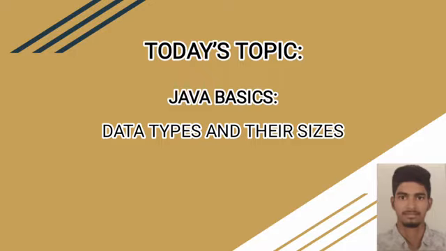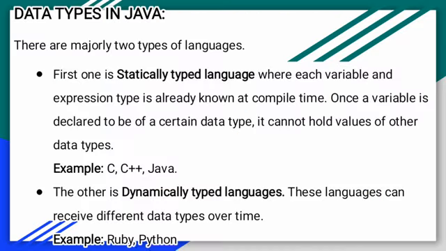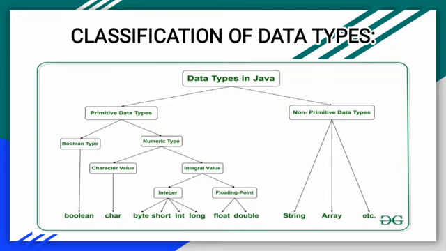So now we'll see whatever we have discussed so far. The topic is data types and their sizes. So data types in Java, basically the major types of programming languages are statically typed and dynamically typed. Statically typed are C, C++, Java. Dynamically typed are Ruby and Python. So, classification of data types. There are primitive data types and non-primitive data types. Primitive data types are further classified into 8 data types. Non-primitive are classified into strings, array, etc.